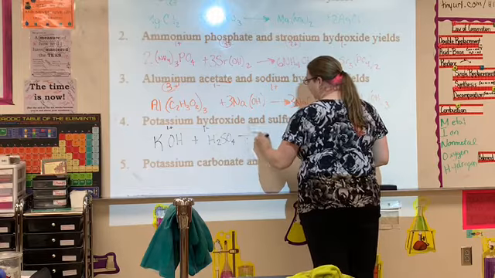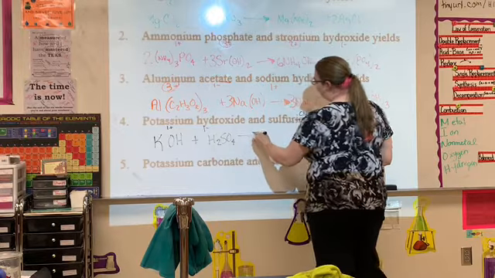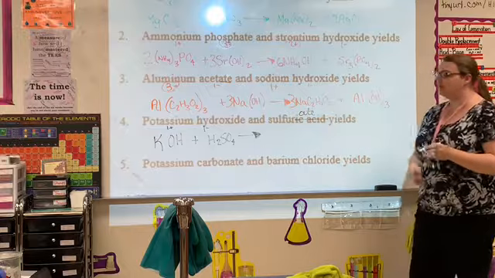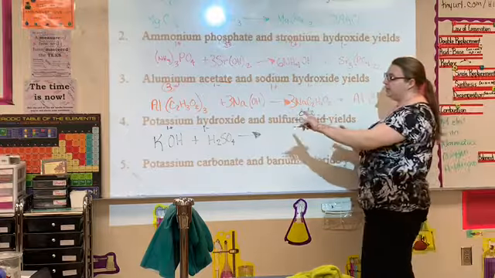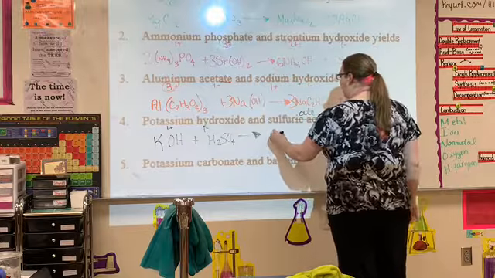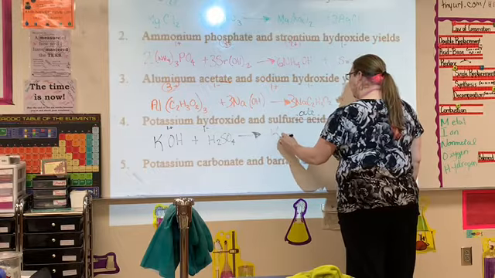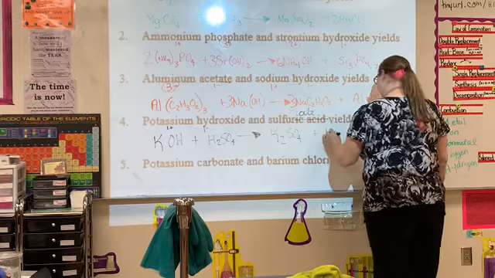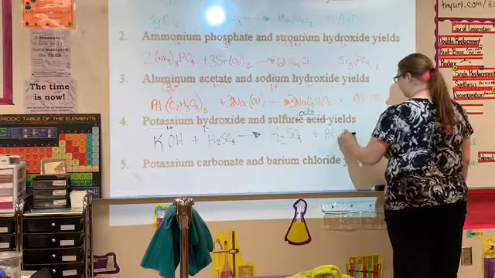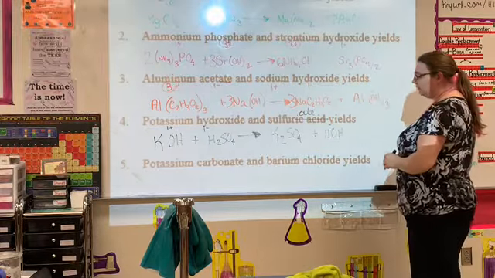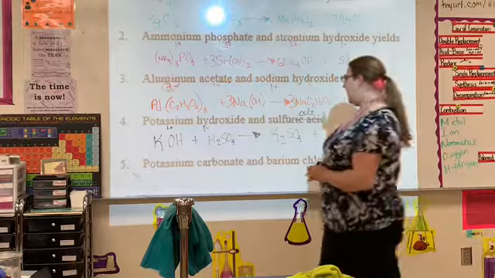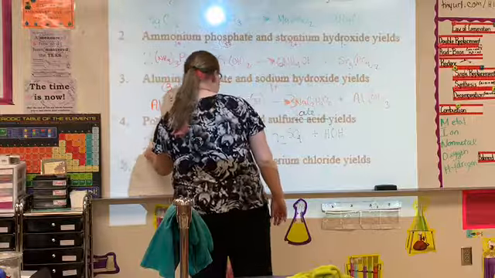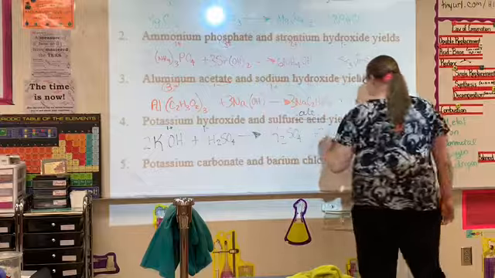All right, so when we crisscross, this is an acid-base reaction because we have an acid and we have a hydroxide. So we're gonna switch the potassium and the hydrogen. So that's gonna give us K2SO4, crisscross your charges, plus HOH. Okay, and then to balance that, we would need a 2 on the potassium and a 2 on the HOH.